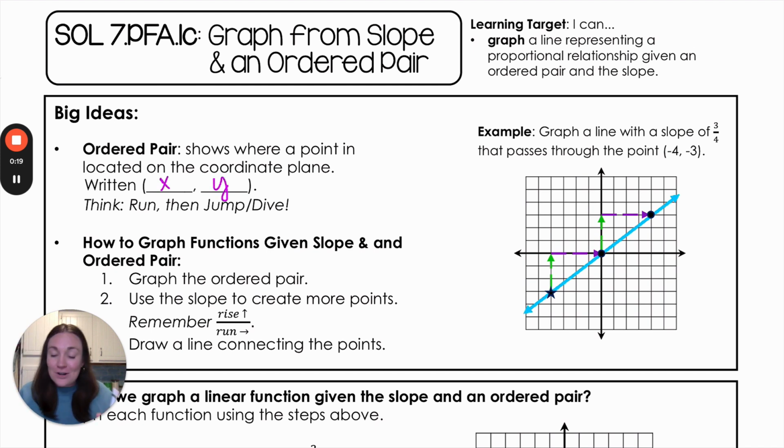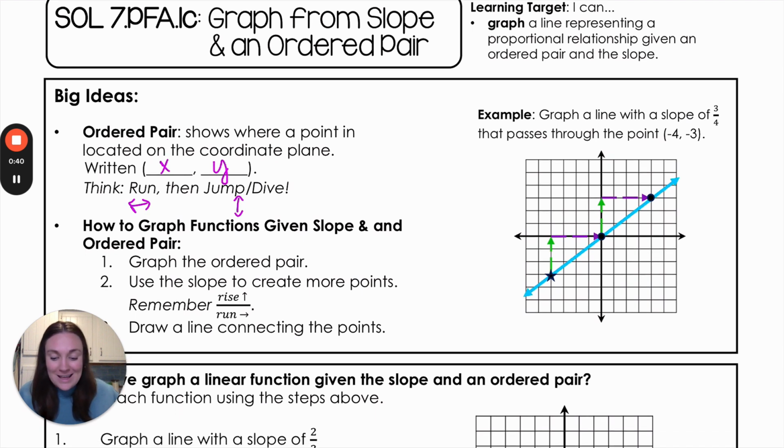So remember, that first number tells us how far we're going right or left. Left would be negative, right would be positive. That second number tells us how far up or down we're going. Up is positive, down is negative. A good way to remember that is to picture a little Mario on the screen, right? We're going to run before we jump or dive.